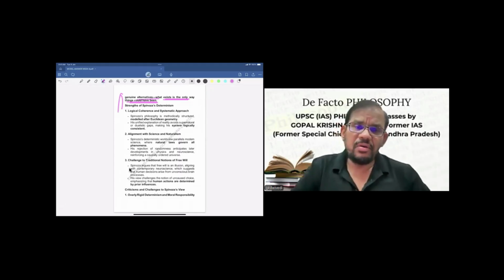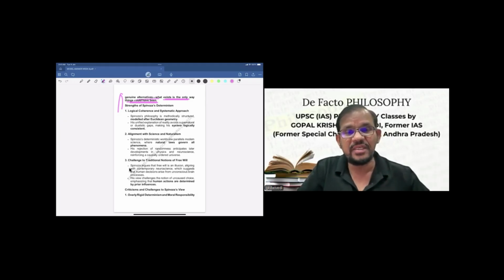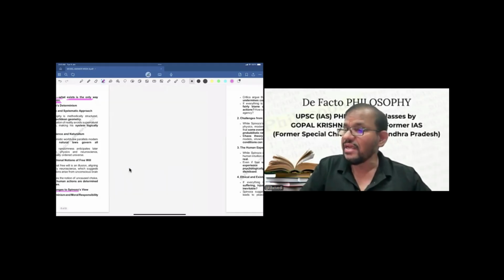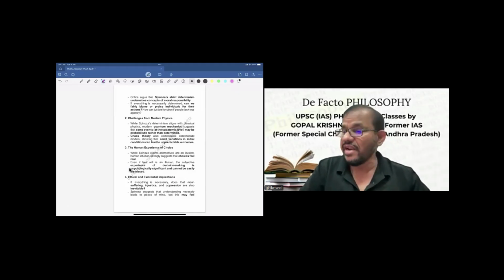Now, let us critically evaluate. This also we need to write, a critical evaluation of this. What are the strengths? What are the weaknesses? What are the criticisms which this statement or Spinoza's determinism has got from various other philosophers? I'm not going through it in detail. If you can go through these three points, these are the strengths of Spinoza's determinism, and then criticism. Definitely the theory has been severely criticized, not only by subsequent philosophers, but also he has got challenges from modern physics.